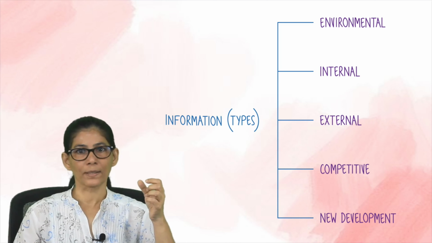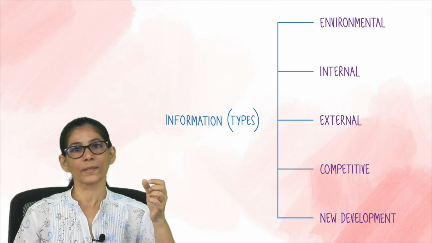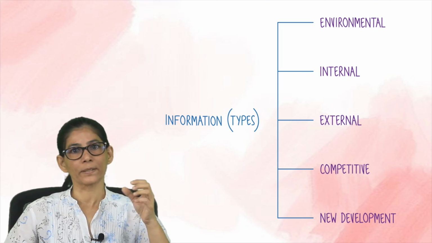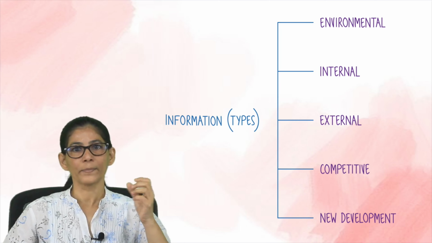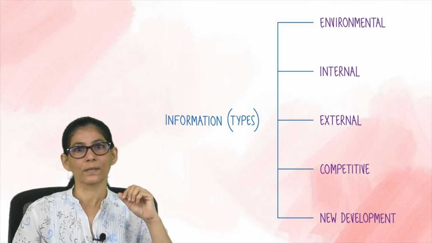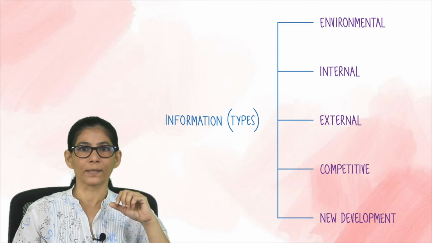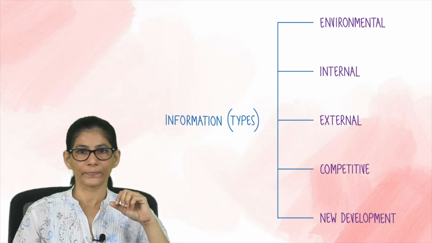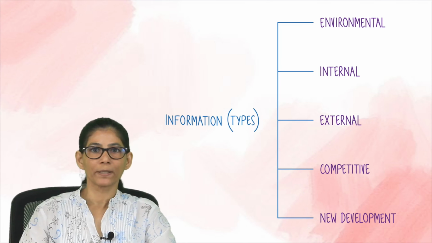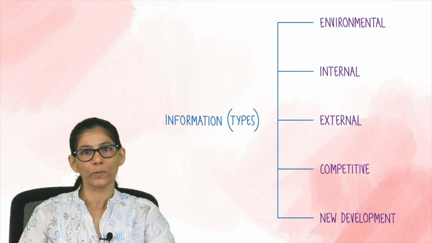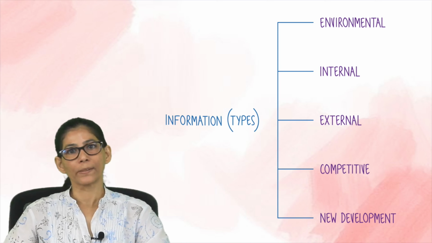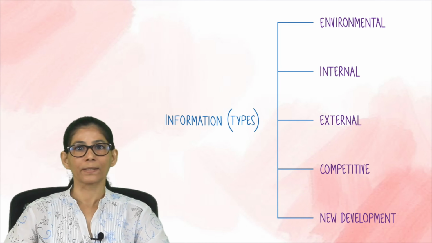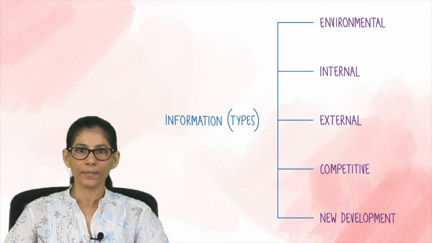So the first one is environmental information, which is basically information pertaining to the geography, climate, and political and social conditions of a place before setting up of any business. External information, which pertains to information about sources of credit, availability of raw material, rules and regulations of government, which is vital for any business organization to function smoothly.